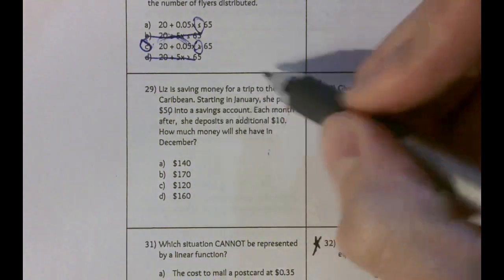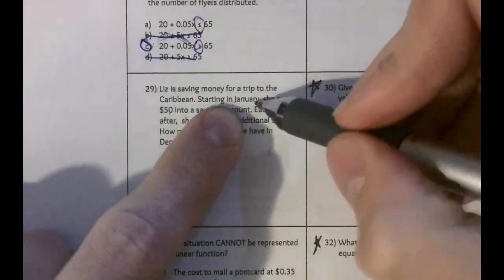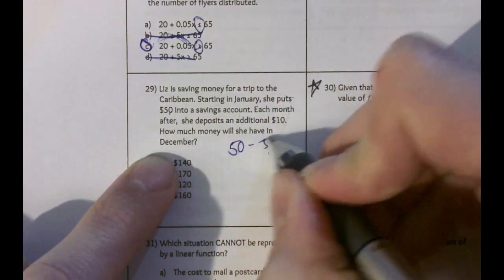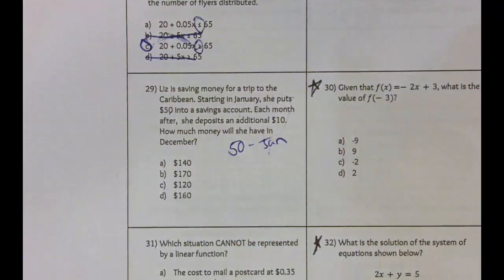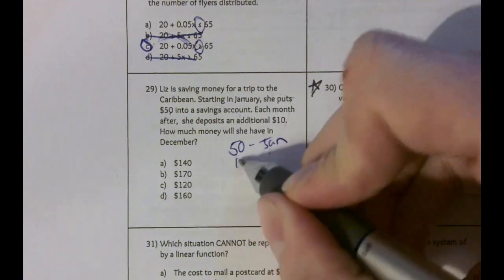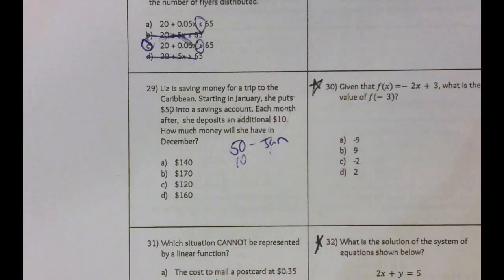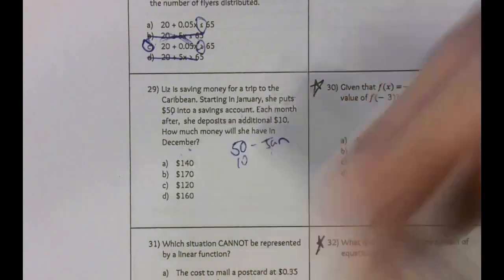So we started in January. In January is where she put in the 50, I guess. That was in January, into her savings account. And then each month after that, she deposits an additional $10. So in February, she puts in 10. She just keeps doing that until it says December.